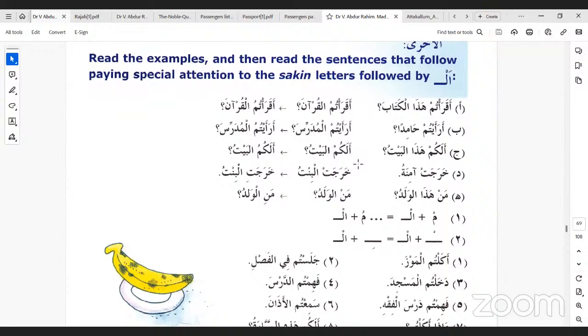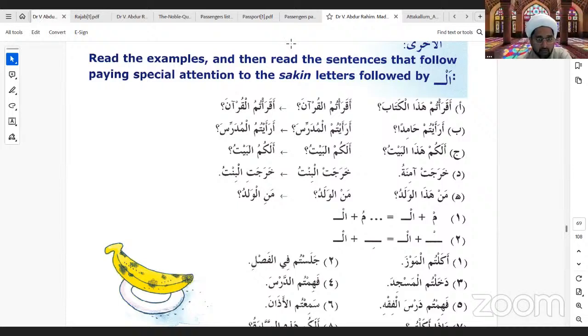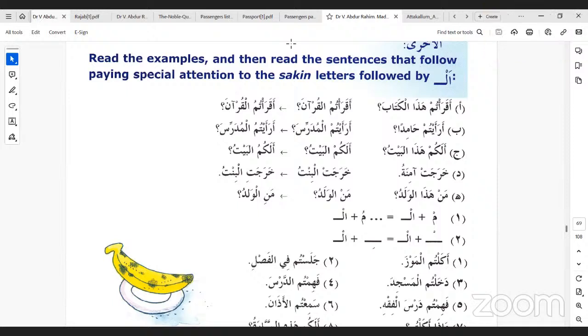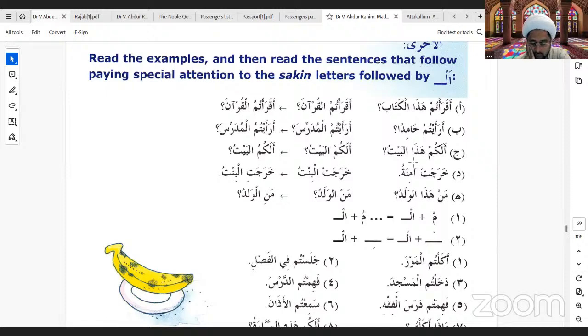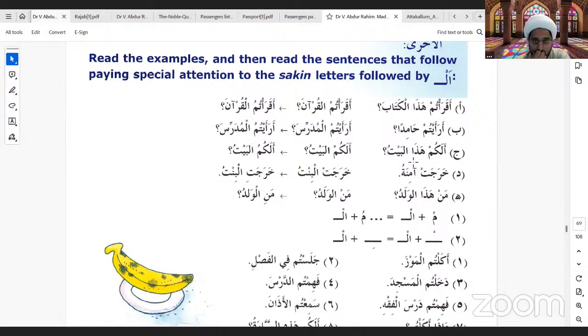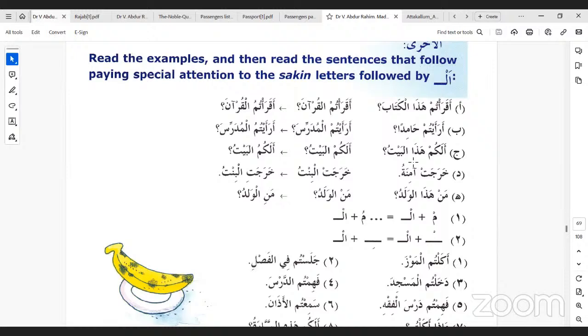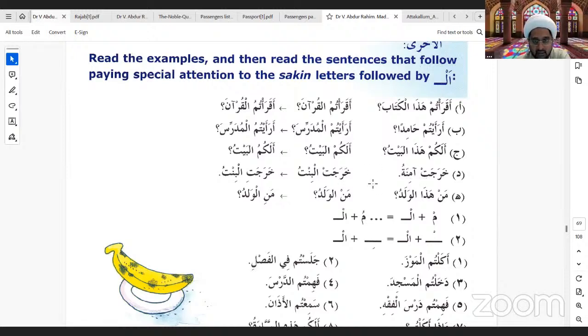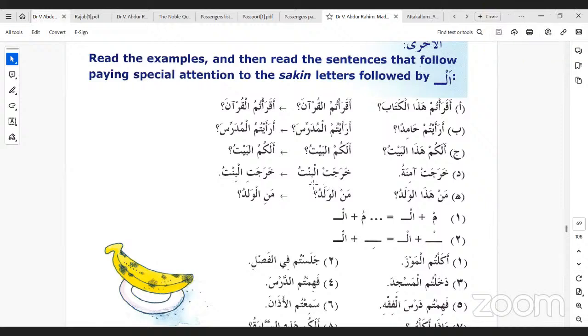Go ahead now. أريتم حامدا. أريتم المدرسة. ألكم هذا البيت. لكم البيت. خرجتم. Just translate them as well, sister. Can you translate alakum hadha al-baytu? Is this your house? So it's the same meaning. Is this your house? Yeah. خرجتم آمنة. خرجت آمنة. Kharajat Amina, Amina exited. And then خرجت البنت.